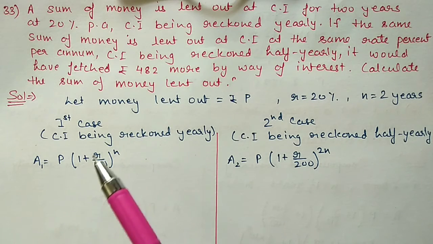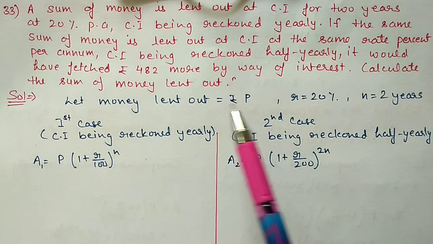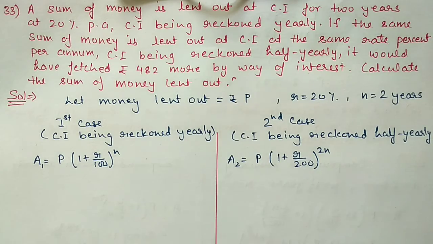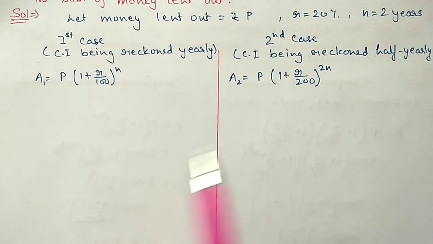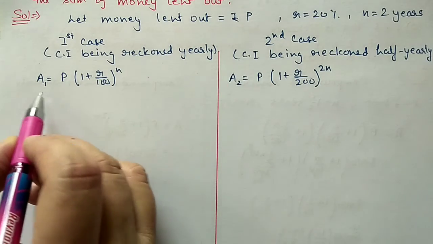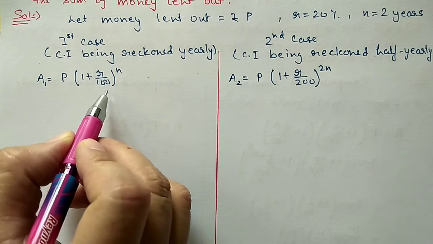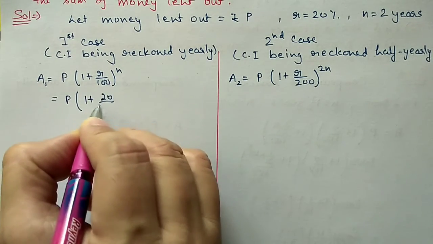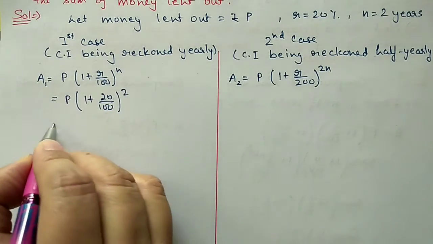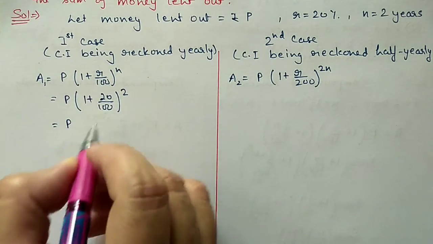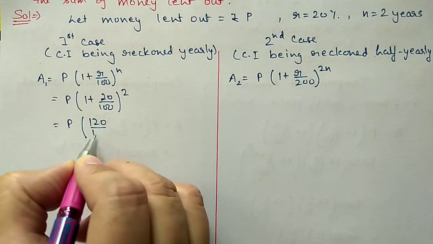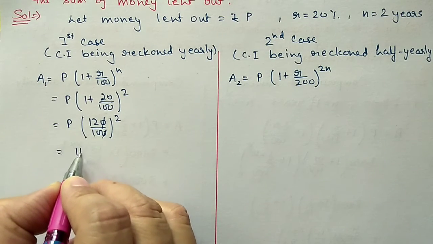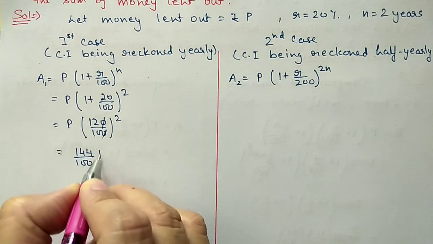In both cases, whatever compound interest we get, the difference between them is 482. So first we will take, let the money be rupees P, rate of interest is given for both cases 20% and time is given 2 years. First we will use the yearly formula and then the half yearly formula. So according to yearly, A1 is equal to P (1 plus R by 100) to the power n, P (1 plus 20 by 100) to the power 2. After simplification we will get 120 by 100 to the power 2. So the zero we can cancel out and we will get 144 by 100 P.